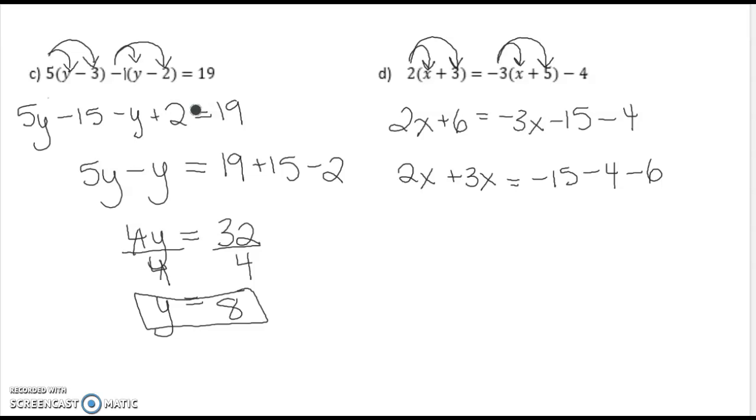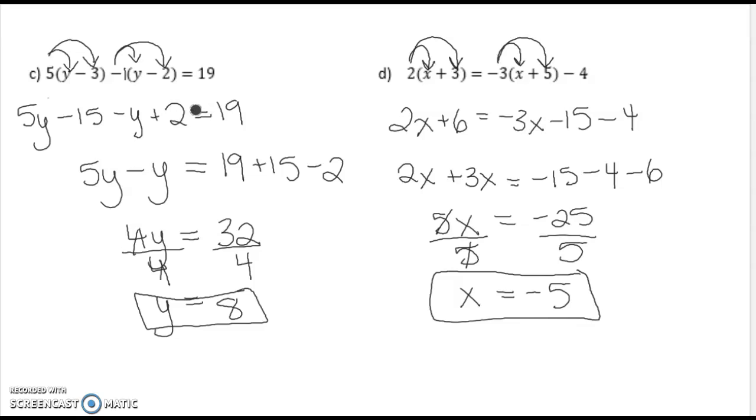So now we'll do some simplifying. So 2x plus 3x, we now have 5x's. And then -15, take away 4, take away another 6, gives us -25. Now in order to solve for x, we have to divide by 5. So you divide on one side, you divide on the other side. 5 goes into 5 one time, so we're left with 1x. Negative divided by positive is a negative, and 25 divided by 5 is 5. So there's your answer. Okay.